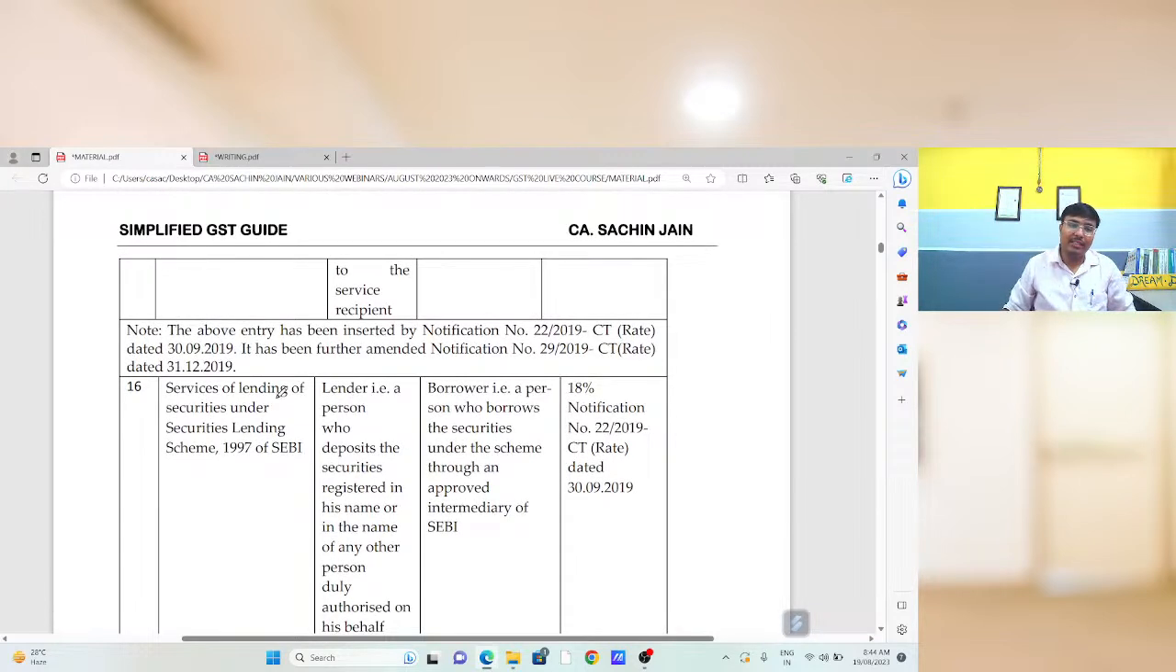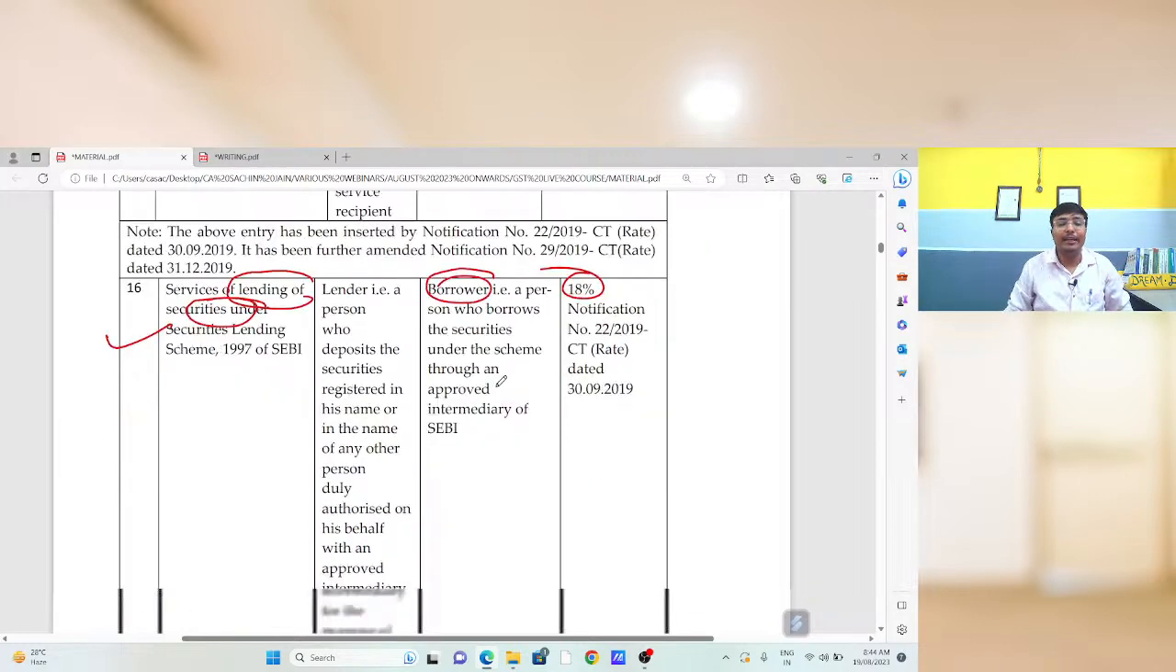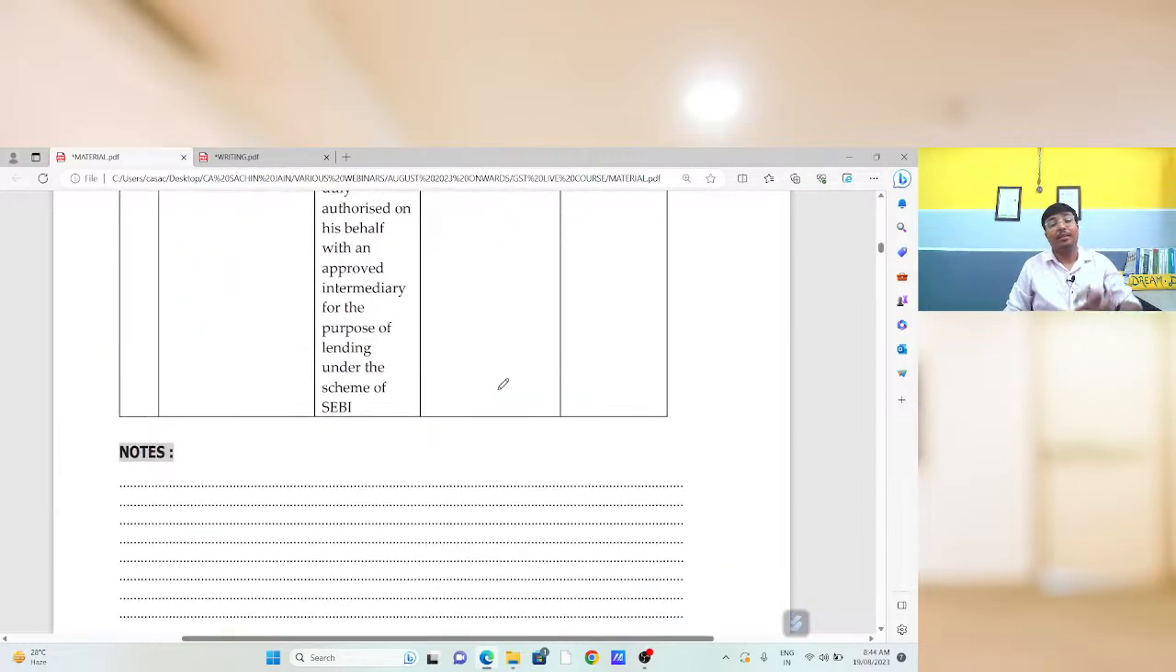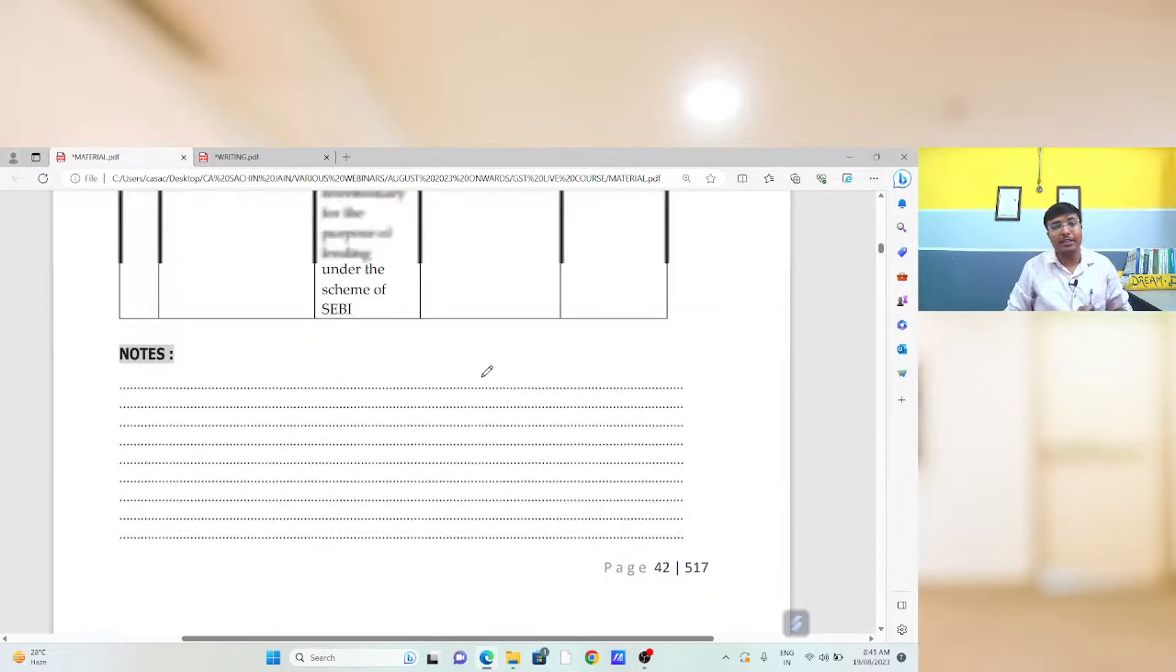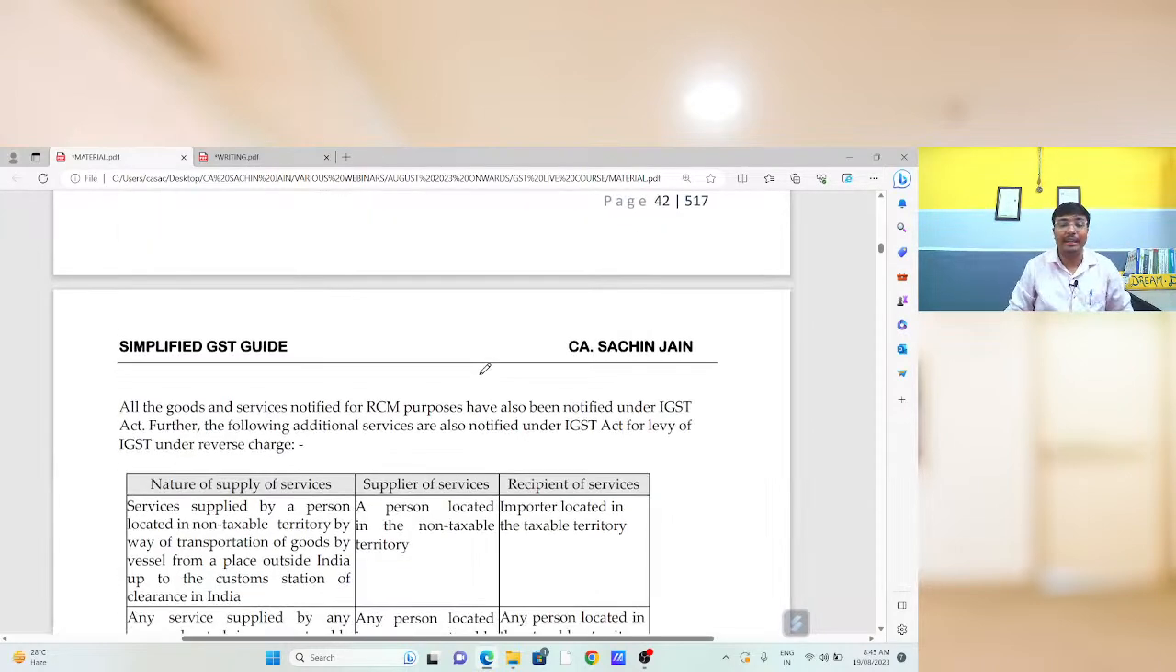Now, one more service is there regarding the lending of priority sector lending certificates. In that case, the lender is not liable to make the payment of taxes. The borrower is liable to make the payment of taxes at the rate of 18%. The same list is specified under IGST also for interstate supply. Section 9 subsection 3 deals with your CGST, SGST, that is intrastate supply. The same list is there in the IGST Act.